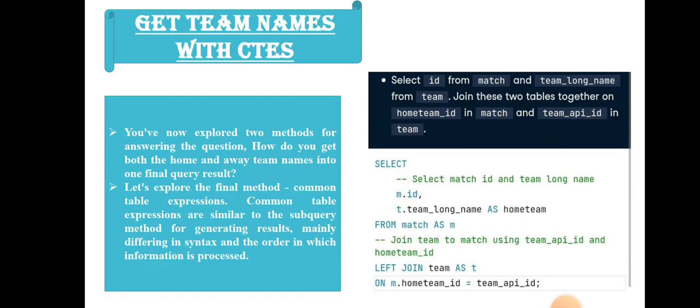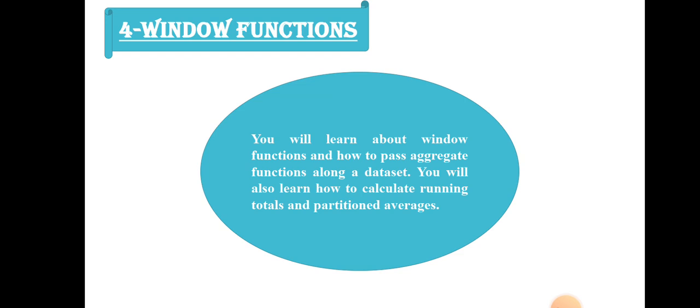Get team names with CTEs. For example, select ID from match and team long name from team. Then join these two tables together on home team ID in match and team API ID in team. Select m.id, team long name as home team from match left join team as t on m.home team ID is equal to team API ID.